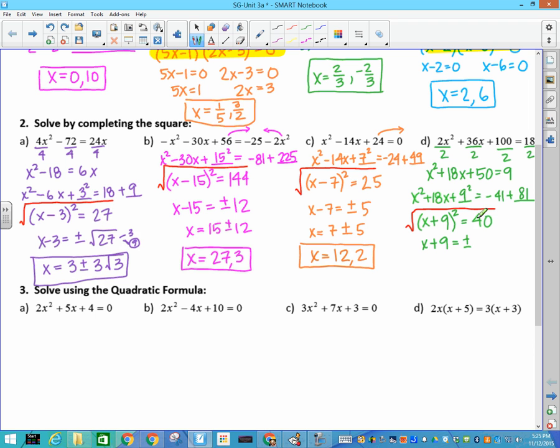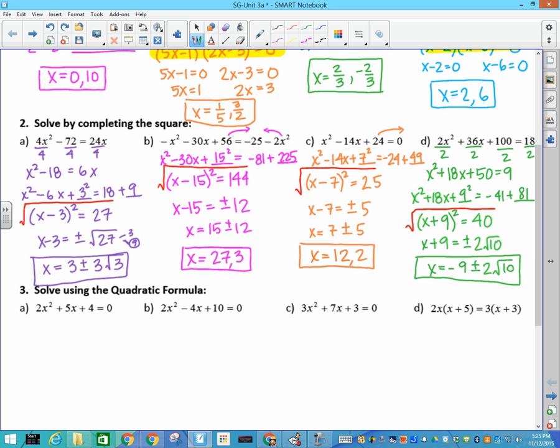So 40, y'all know, is 4 times 10, so that means that's going to be 2 square roots of 10. And I have to take the 9 over, so I will subtract 9 plus or minus 2 square roots of 10. And we can't combine those. They are not like terms, so we get to stop at that.